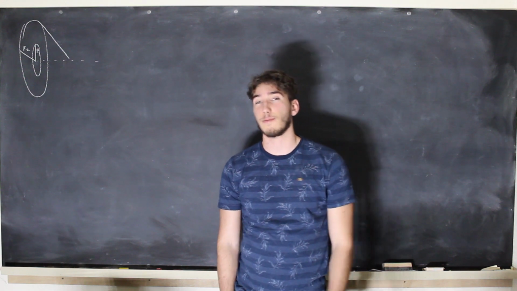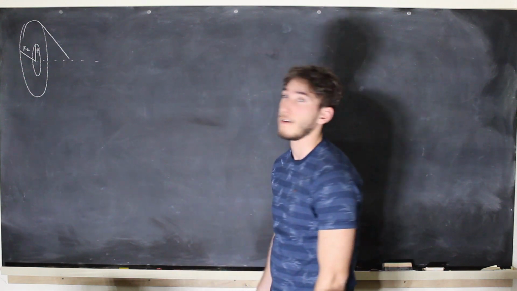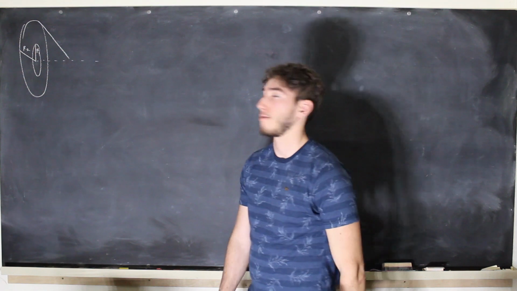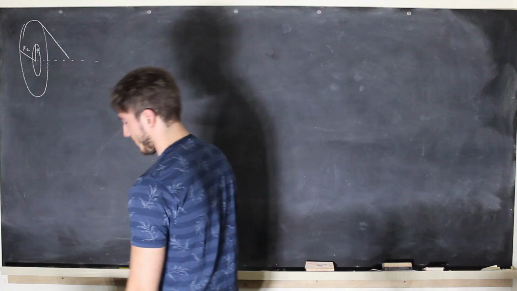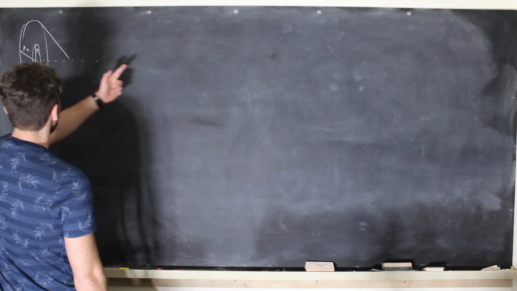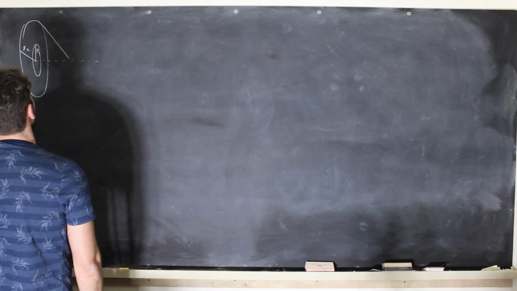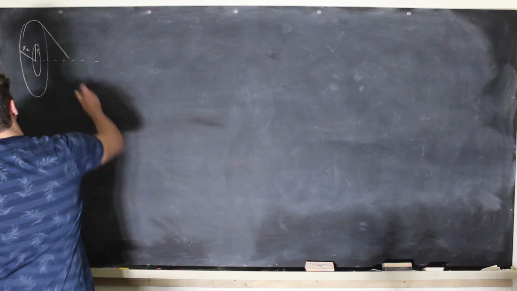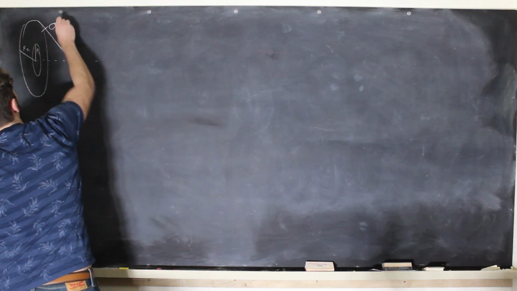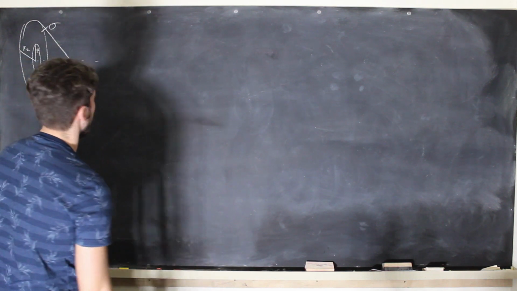Okay, last but certainly not least, I hope you guys can tell how tired I am. Probably done like an hour of footage. Anyway, annulus. We want to find the E field along the x-axis. This annulus has charge density sigma.